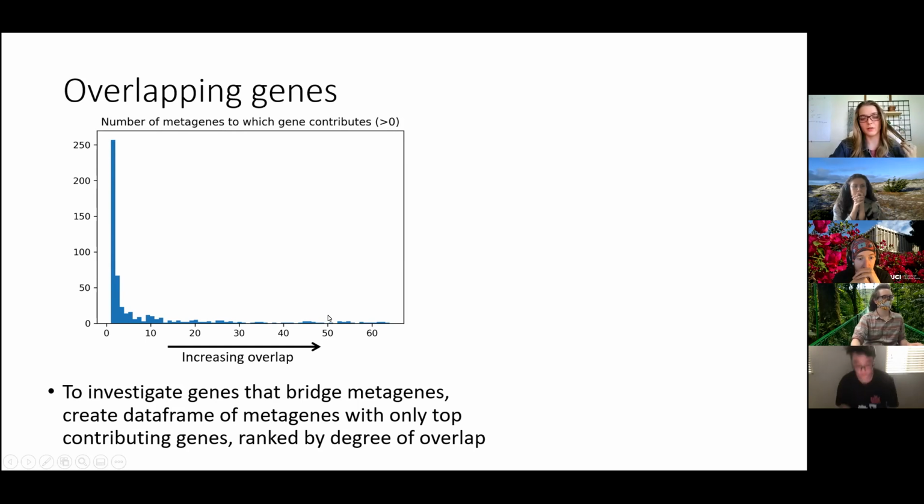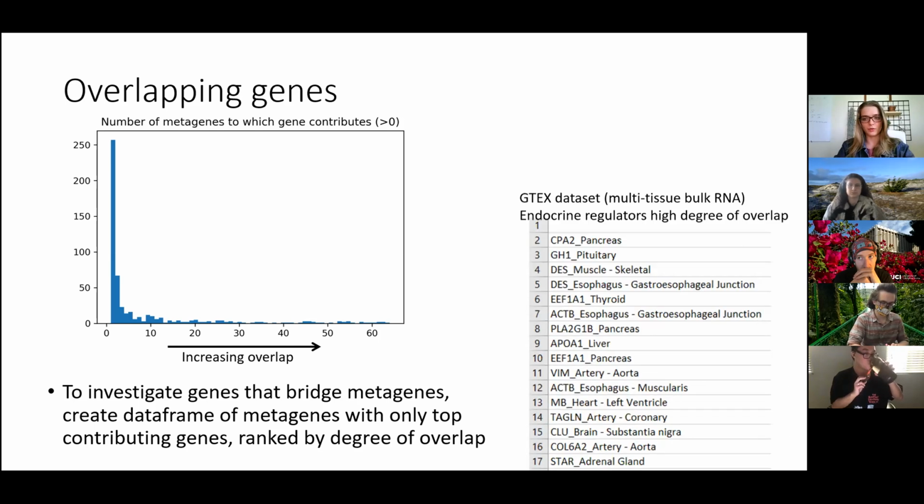For our example, I used 64 components, so 64 metagenes, and that number is just because we did WGCNA a couple of months ago and it had 64 modules. So we just used 64 metagenes for comparisons. You can see that there are a small number of genes that are part of many different metagenes. To investigate the genes that bridge or overlap metagenes, some of my code creates a data frame of metagenes with only the top contributing genes, ranked by the degree of overlap.